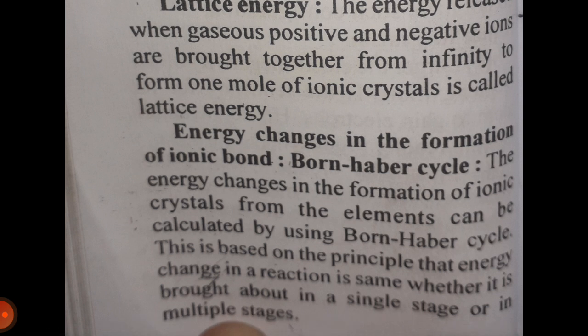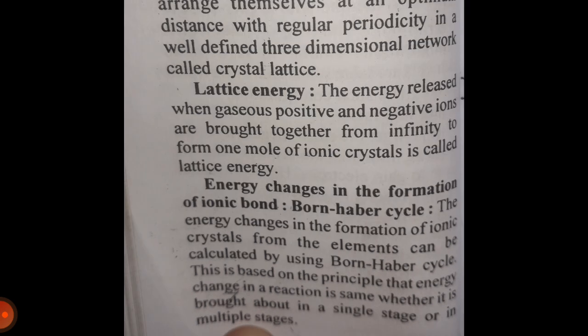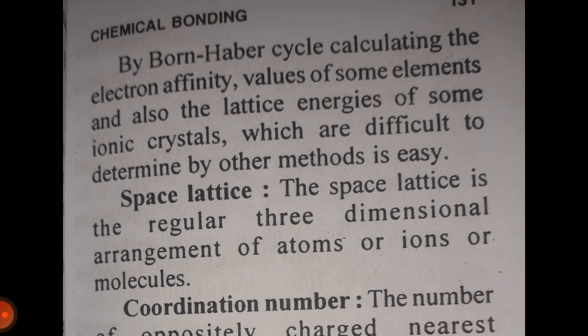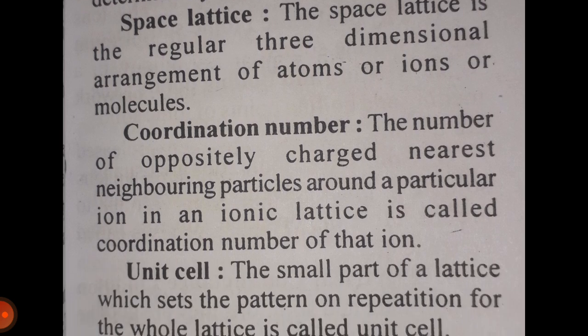Energy change in the formation of an ionic bond. Born-Haber cycle: the energy change in the formation of ionic crystals from the elements can be calculated by using the Born-Haber cycle. This is based on the principle that the energy change in a reaction is the same whether it is brought about in a single stage or in multiple stages. By the Born-Haber cycle, calculating the electron affinity values of some elements and also the lattice energy of some ionic crystals, which are difficult to determine by other methods, is easy.